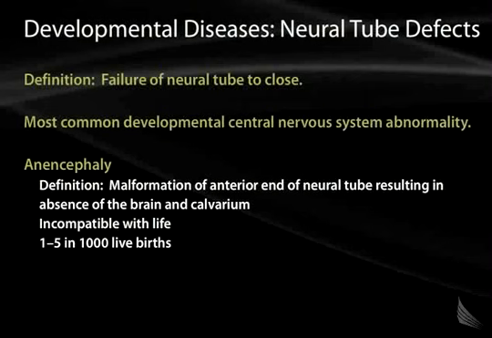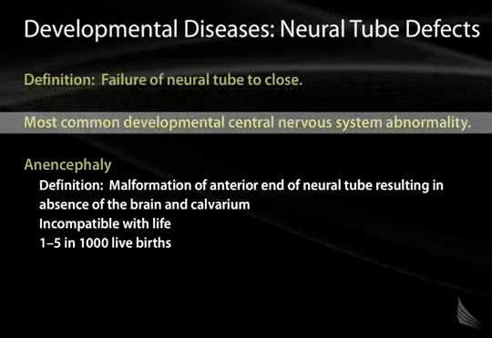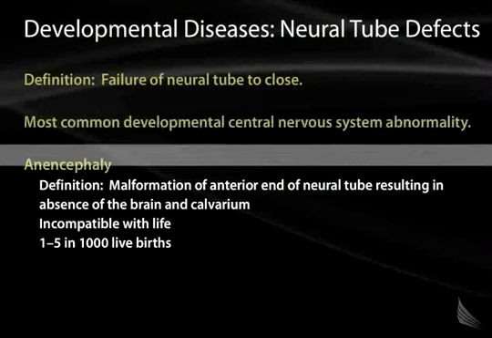Developmental diseases, neural tube defects. This is failure of the neural tube to close. It is the most common developmental central nervous system abnormality. The first type of neural tube defect is anencephaly.